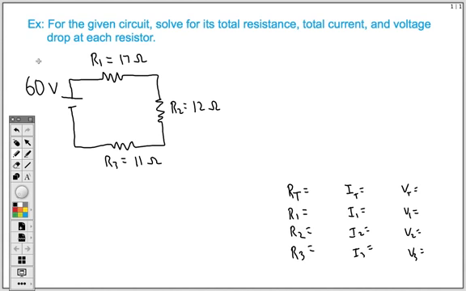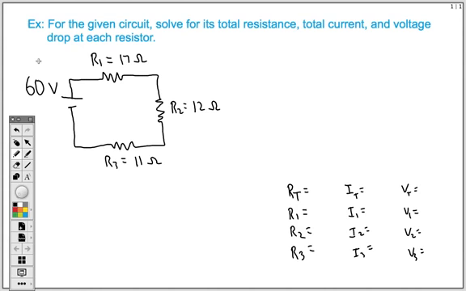And in today's physics lesson, we're going to be taking a look at how we can solve for series circuits. In our example problem here, basically what they want us to be able to find for our given circuit is its total resistance, its total current, and the voltage drops at each resistor. I'm going to give you a lesson on how we can do that.